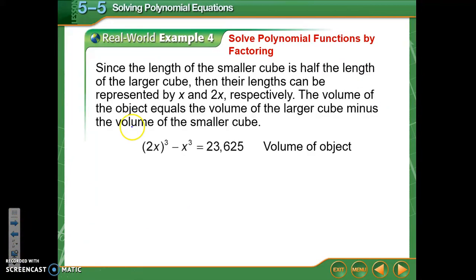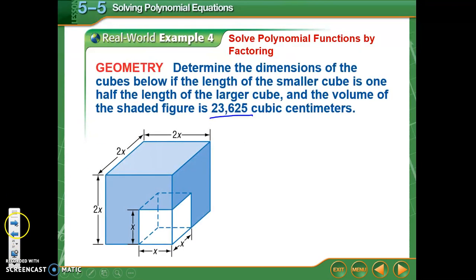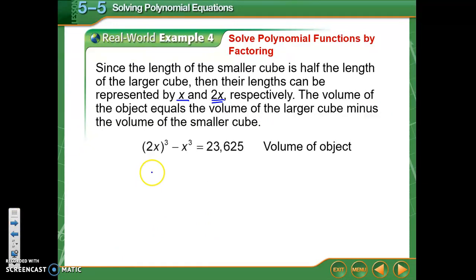So notice what it says here. When we analyze, like we just said, they named the small cube sides x and the large cube sides 2x because the smaller cube has to be half of the larger cube. And we said that the volume of the object, so the volume of this blue shaded area that you look at back here, or on your notes, the volume of just the shaded area, is the volume of the larger cube minus the volume of the smaller cube. So the volume of the larger cube is 2x cubed, because that's one of my edge lengths cubed, minus the volume of the smaller cube, which is just x cubed, length times width times height, equals the volume, 23,625.